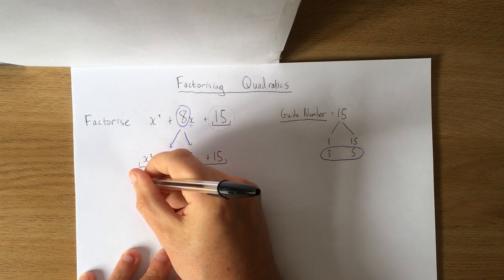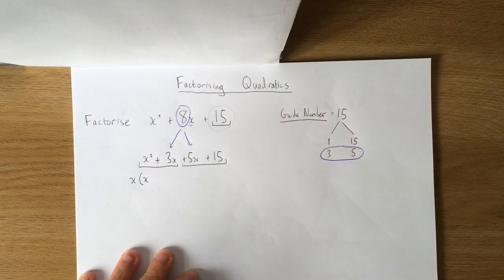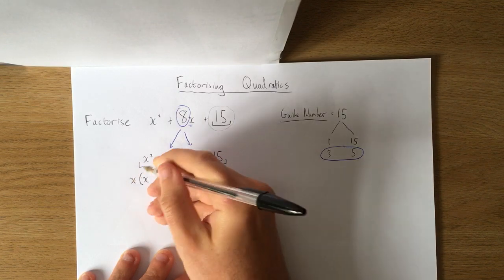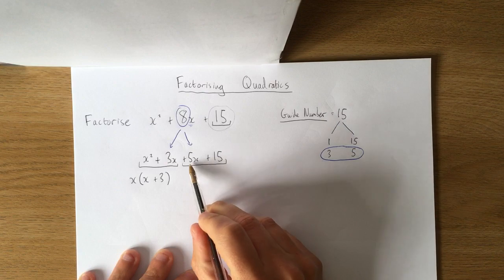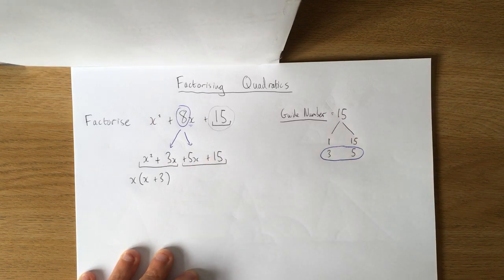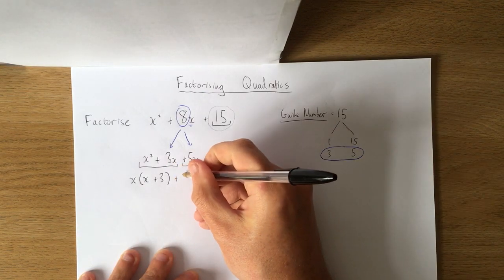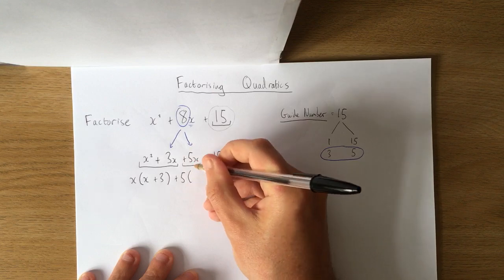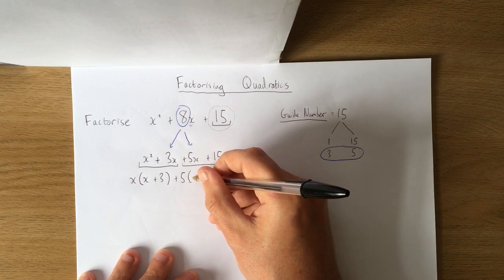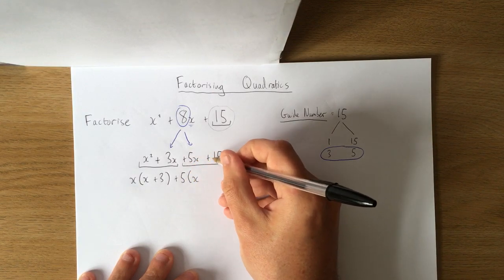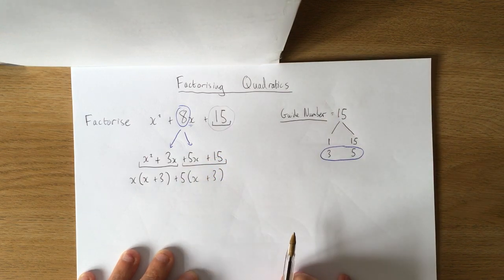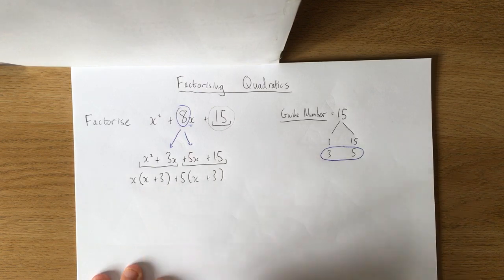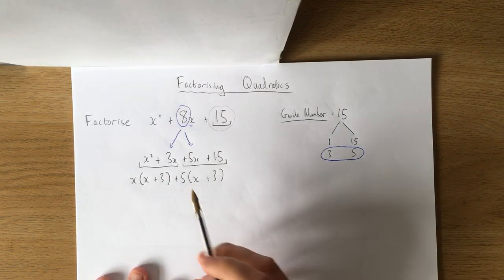X squared divided by x is x. 3x divided by x is 3. 5x plus 15. 5 divides into both of those. 5x divided by 5 is x. 15 divided by 5 is 3. Do I have the same thing in both brackets? Yes, I do. So I have done this right.